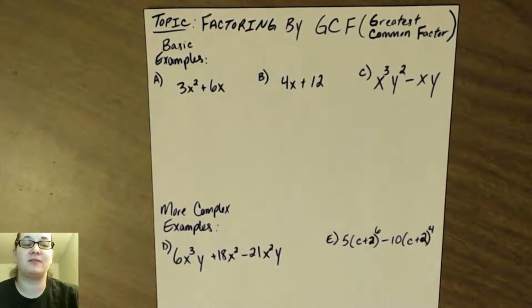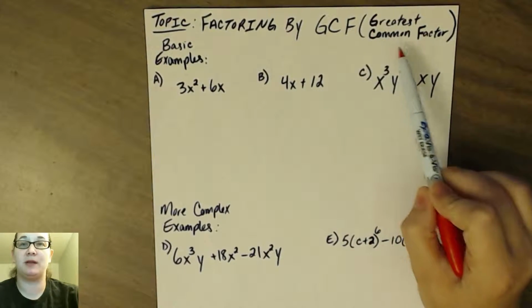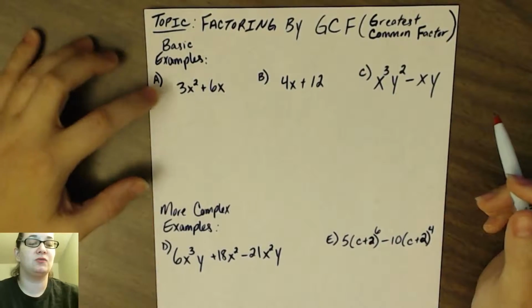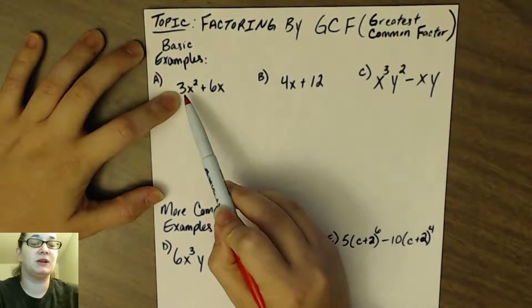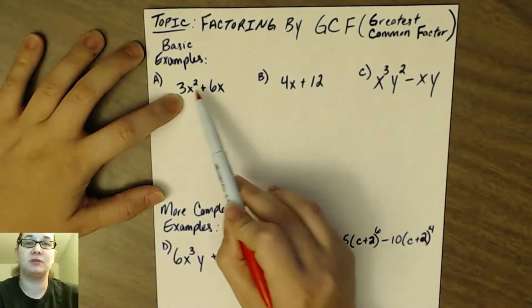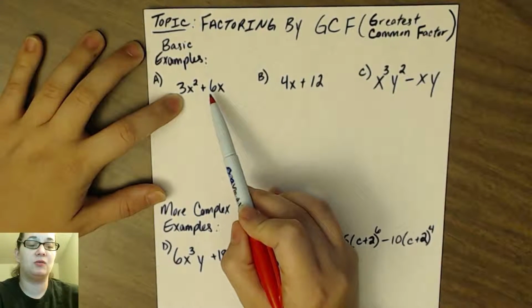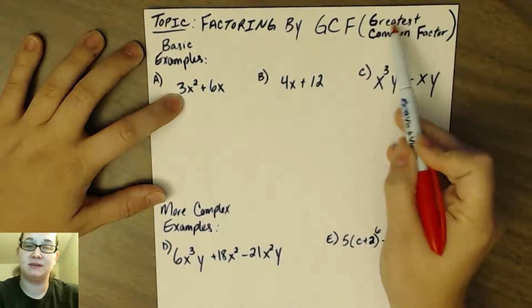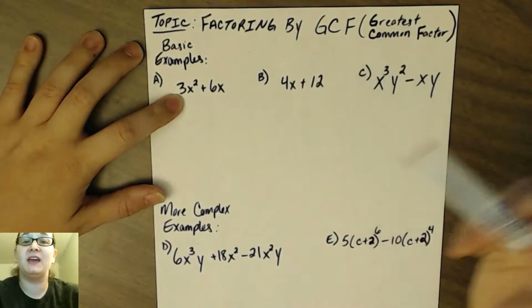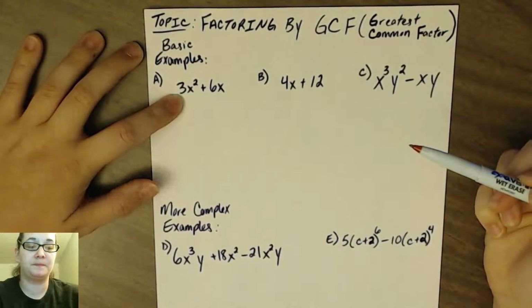Today I want to talk about factoring by GCF. GCF stands for greatest common factor. So what we're looking for is, if I have a certain number of terms, I want to know what is the biggest thing that they both have in common.